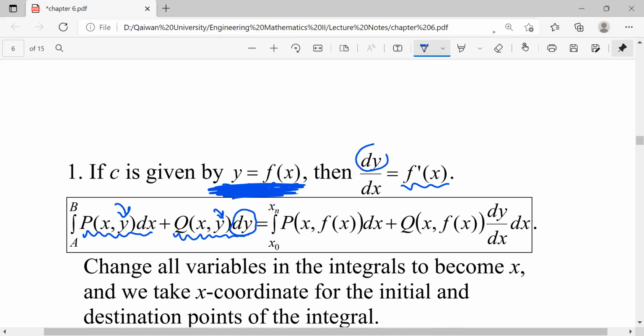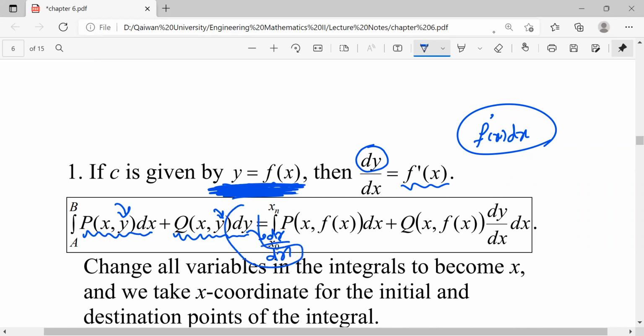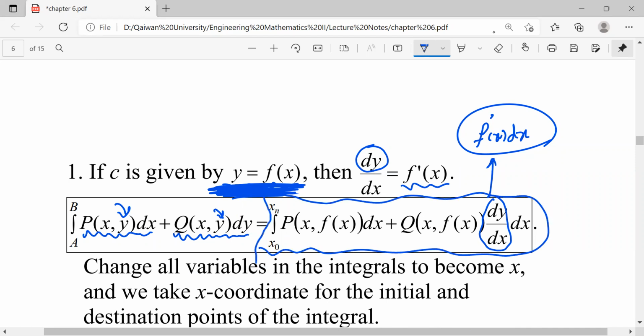But from this one, we can say dy is f prime of x dx. That means we can replace dy by f prime of x dx. Or we can multiply this by dx and divide by dx, and we get dy by dx times dx, so dy by dx is f prime. We get the same thing. And we use this rule if we are given y as a function of x for the curve.